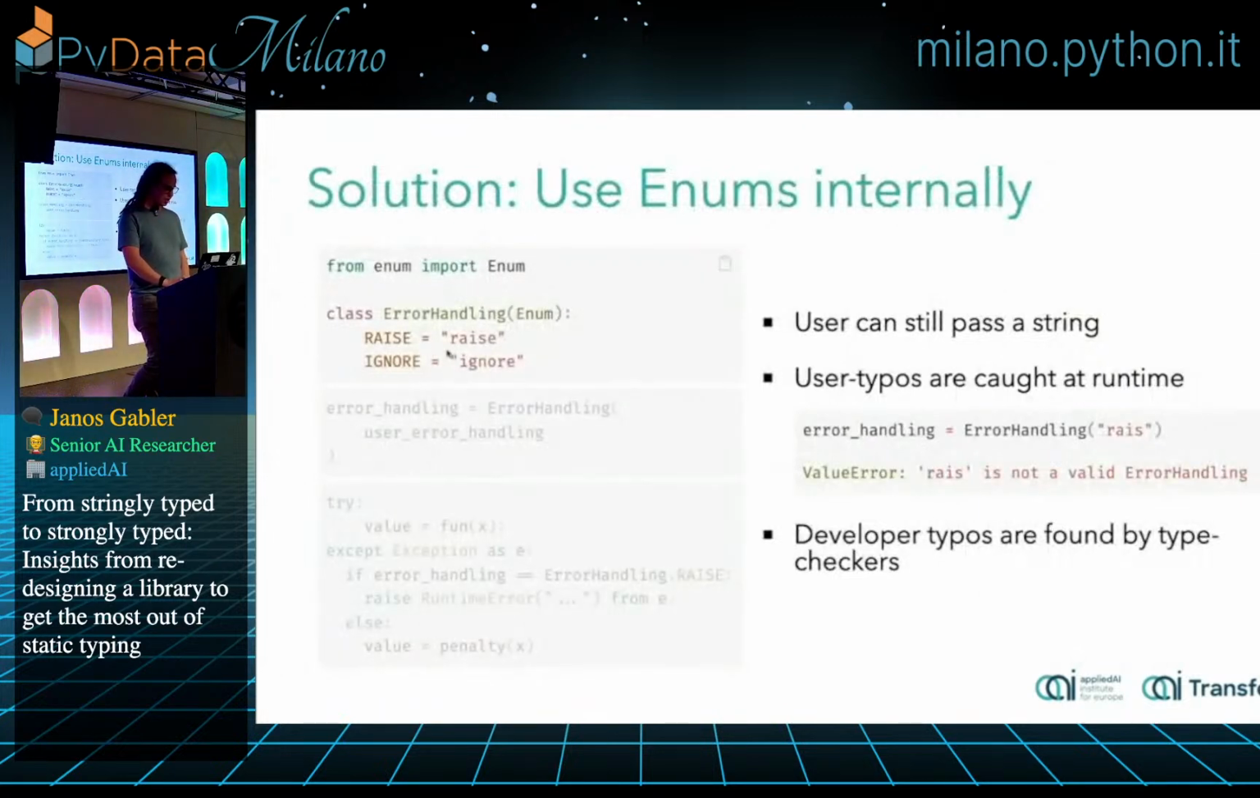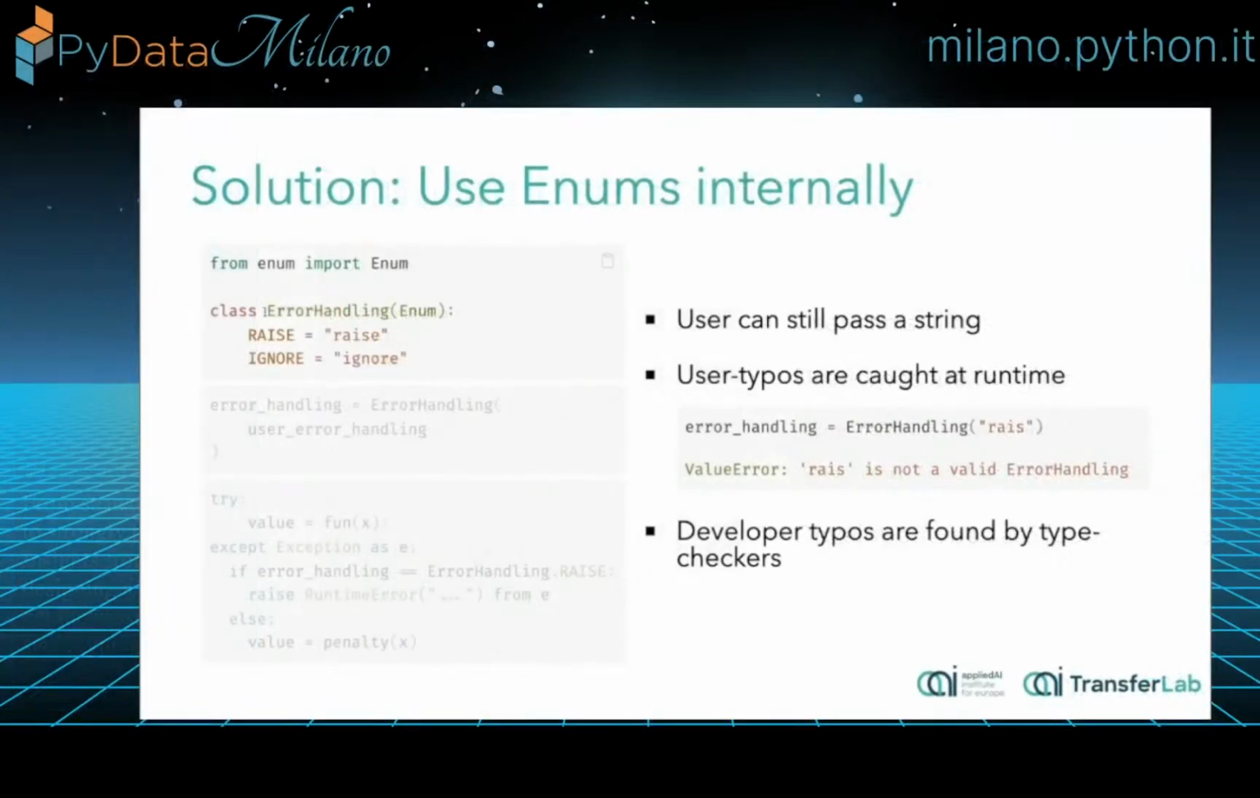You could, at least internally, replace this error handling variable by an enum. So for an enum, you simply import the enum class, you subclass it, and you specify all the possible options. And then in your code, your type checker and your IDE all know what the possible options are. If you do have any typo, it will find that.